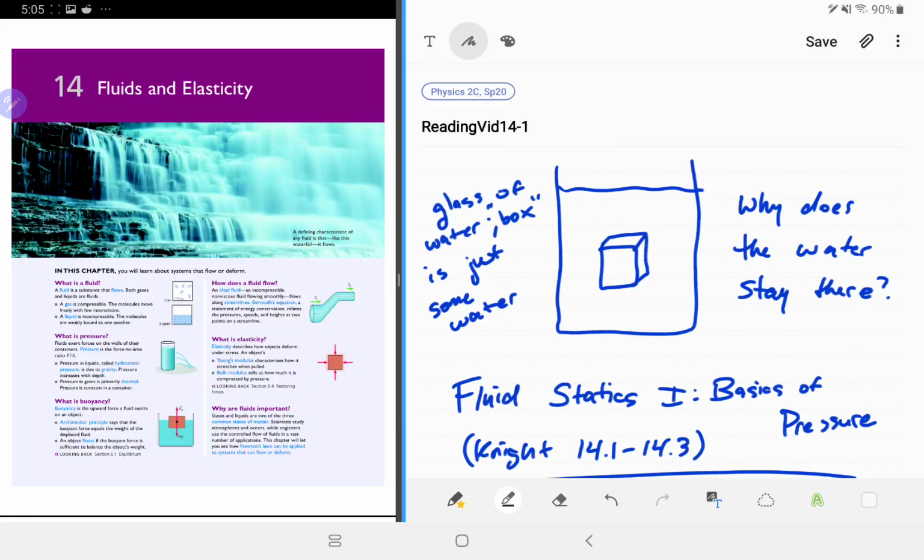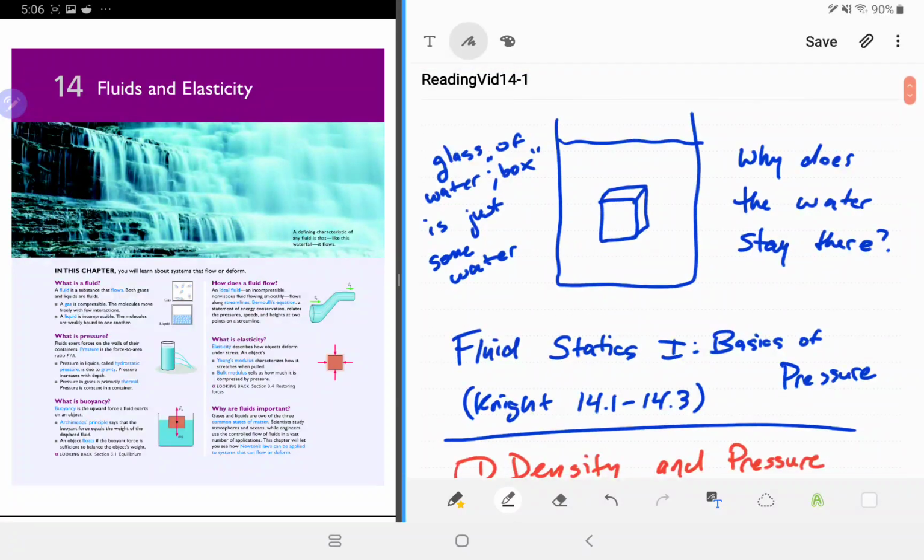Hello everyone, welcome to the first of 3 videos for chapter 14 in the book by Knight. The first 2 videos will cover fluid statics and the third video will do fluid dynamics. This first fluid statics one will just do the basics, and then the second part we'll reserve for Pascal's principle and Archimedes' principle.